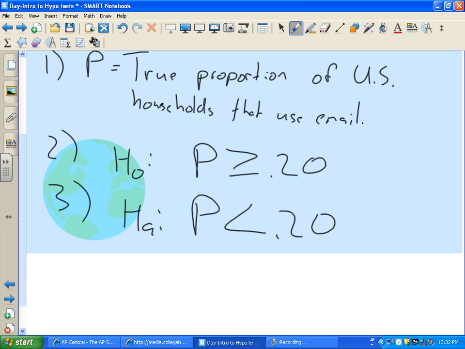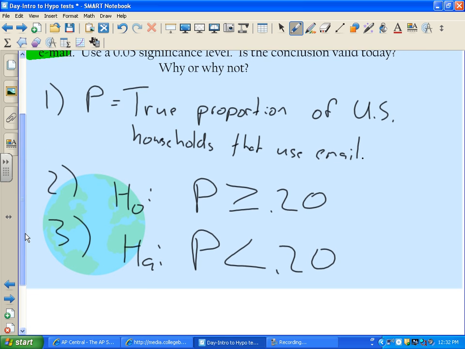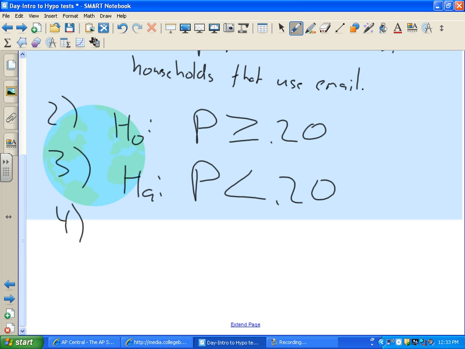Step 4. State the alpha level, or the significance level. It says use 0.05. All we need to do in step 4 is say alpha equals 0.05. We're halfway done with that problem. If you can't get these 4 steps correct, you can't do the rest of the problem. They're that important. These first 4 steps are easy if you can get it from the context.